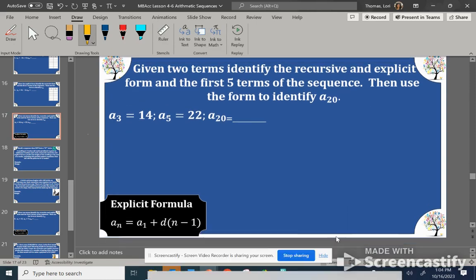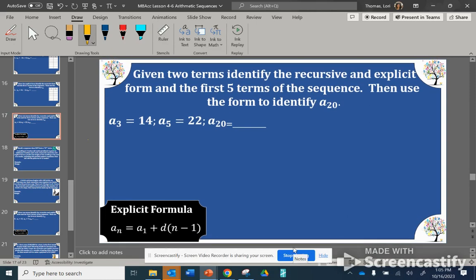So we are going to use our explicit formula, but we do not have the first term and we do not know the common difference. So let's set up what we do have. So we know that the fifth term, which we do have, would equal the third term plus the common difference times 2, since between the third and fifth term is a difference of 2. So we have 2 of the common differences added to term 3 would be term 5.